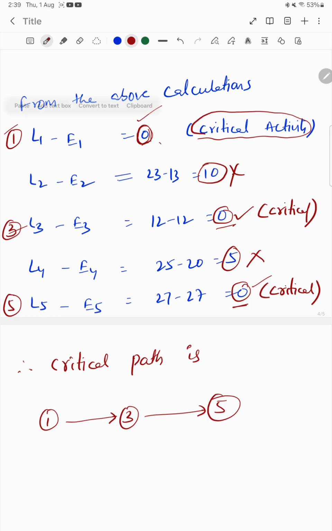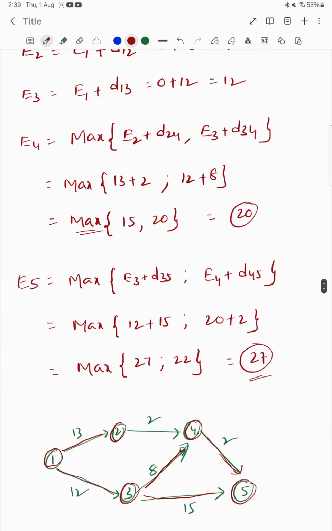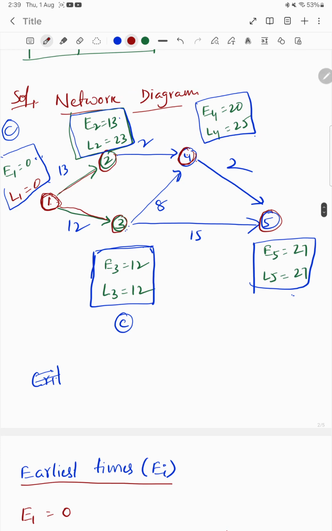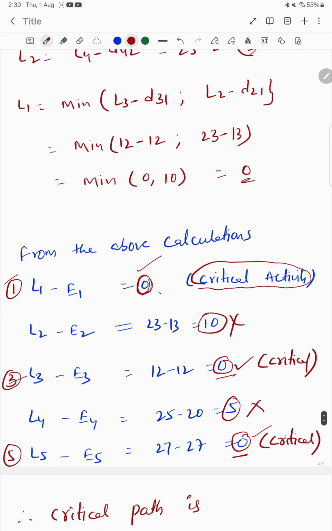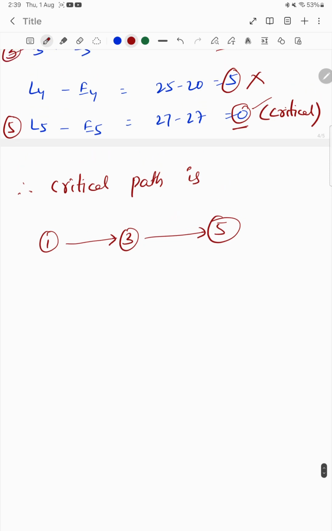Now let's find its duration. For 1 to 3, the duration is 12. For 3 to 5 it is 15. Therefore the project duration is 12 plus 15, which is equivalent to 27.